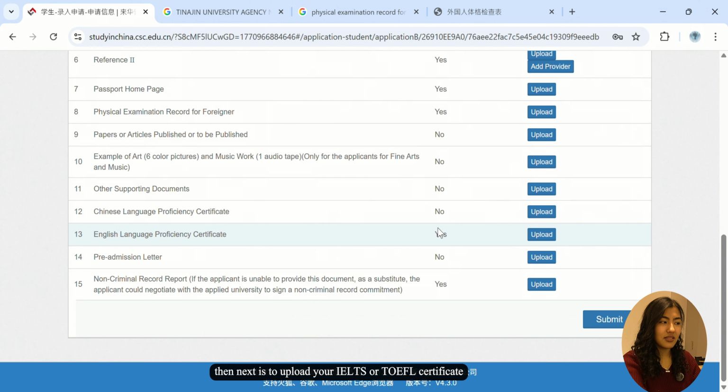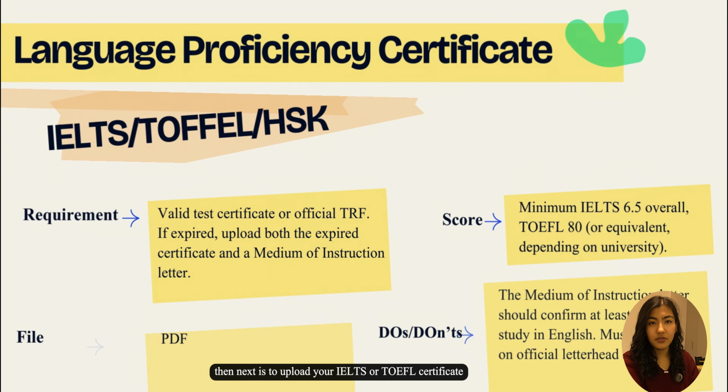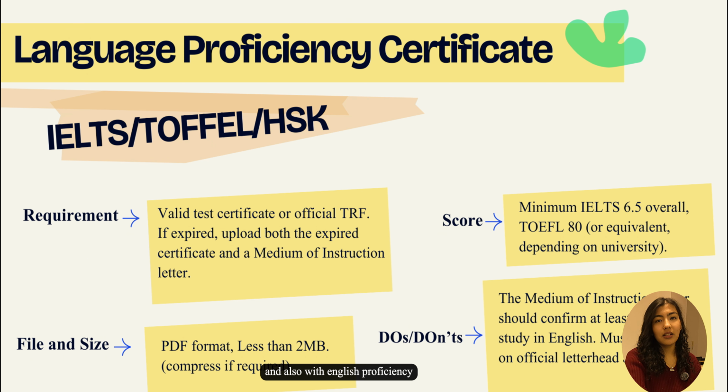Then next is to upload your IELTS or TOEFL certificate. And along with English proficiency, if you have a Chinese HSK certificate, then that's also a plus point. You should add both English and Chinese proficiency.